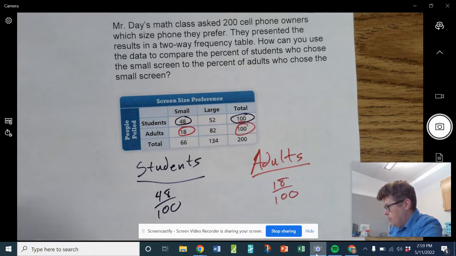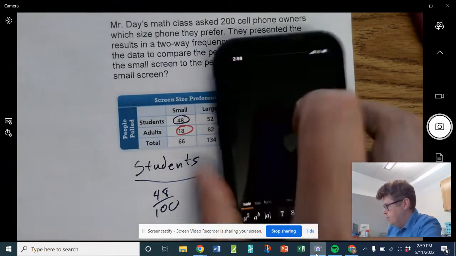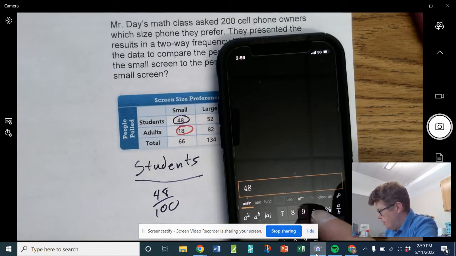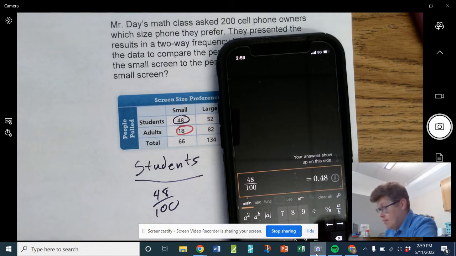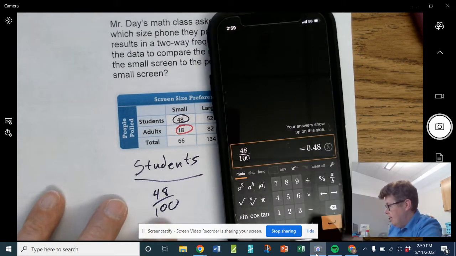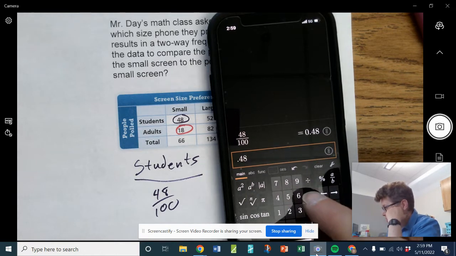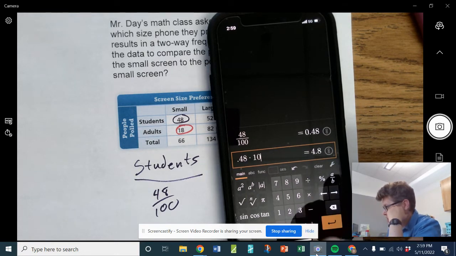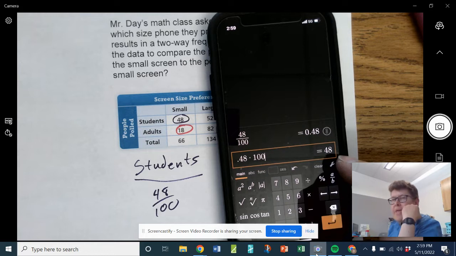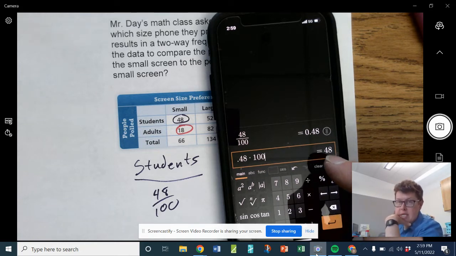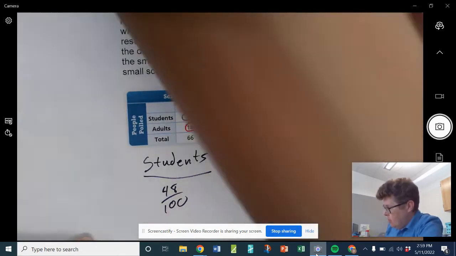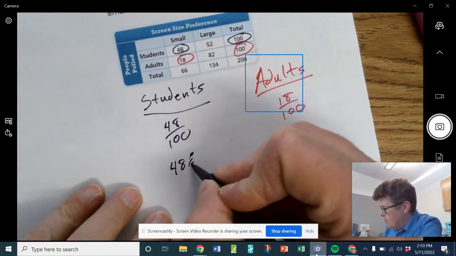Okay, so when we convert to decimals, you always take the number on top and divide by the number on the bottom, and we get 0.48. And then, to convert it into a percentage, you take that answer and multiply by 100. For this problem, we end up getting back to 48, but it's just 48% at this point. So 48% of students prefer small screens.